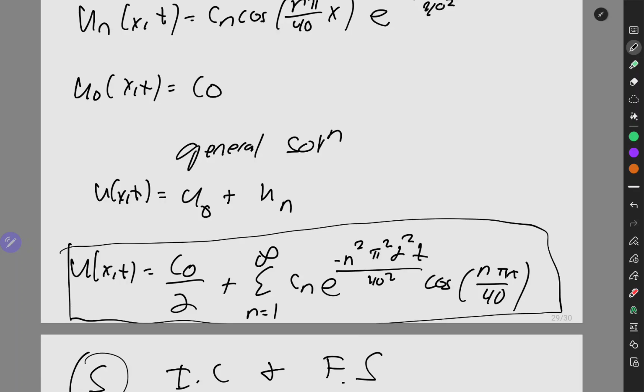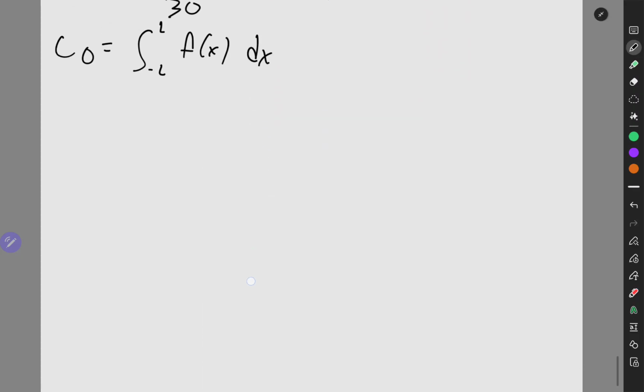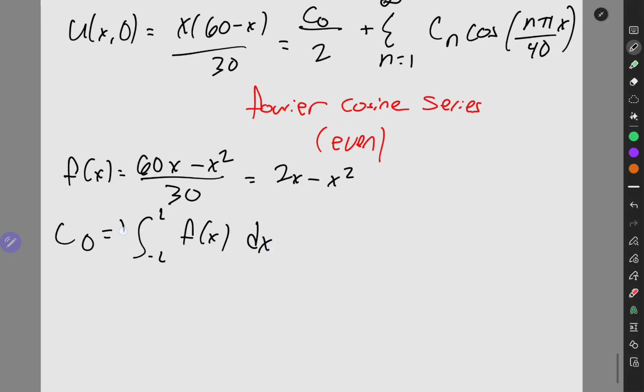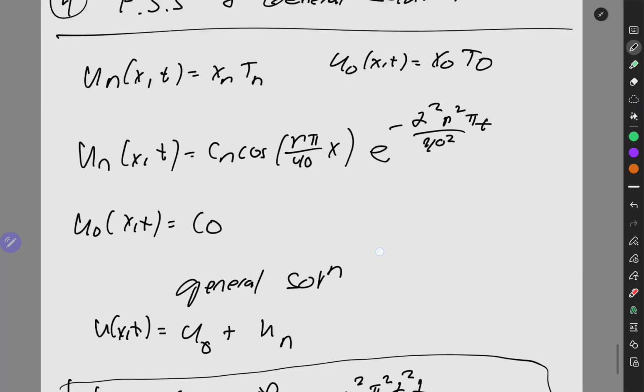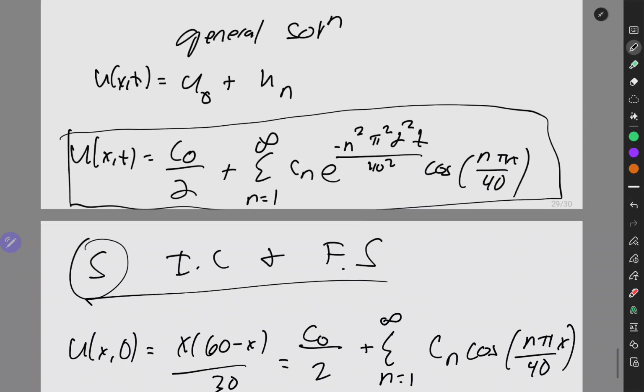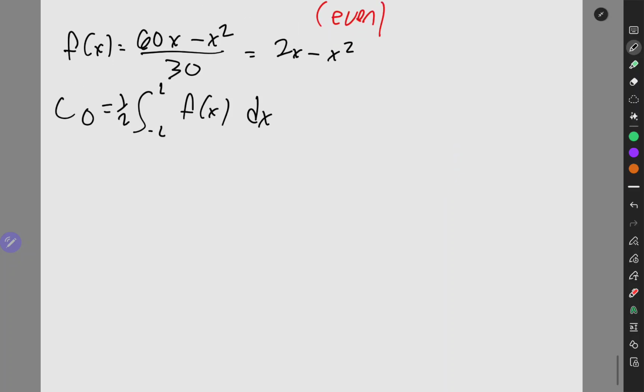A lot of times people will keep it as C naught, but what they'll do is divide it by 2 in the formula for C naught. So you might see that sometimes. It's just that 1/2 is always going to be in there. I just prefer to write it like this. That's just what I prefer.